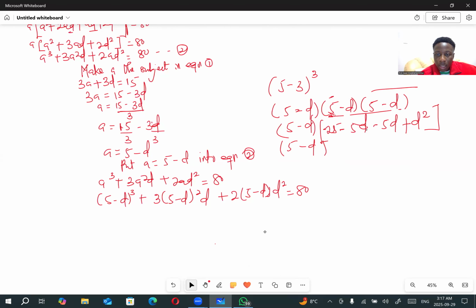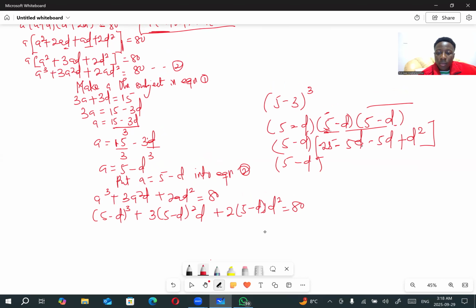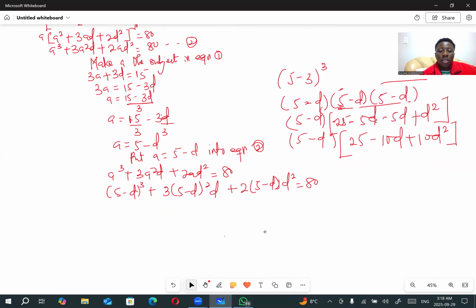5 minus D times 25 minus 5D minus 5D is minus 10D plus D squared. Then now 5 minus D will come and expand it. Let me know if you have any question here.